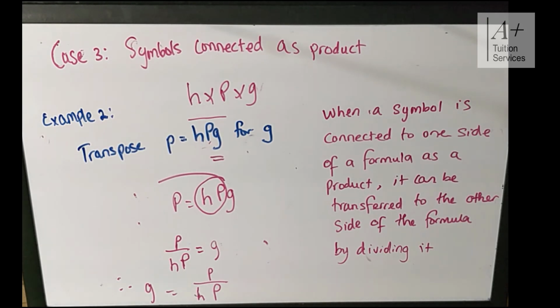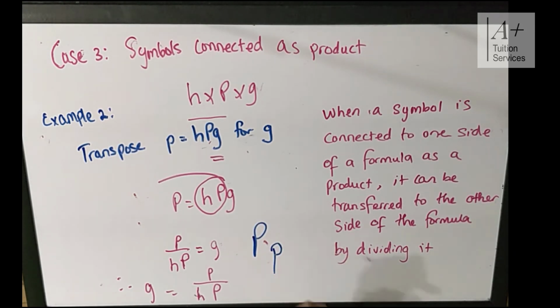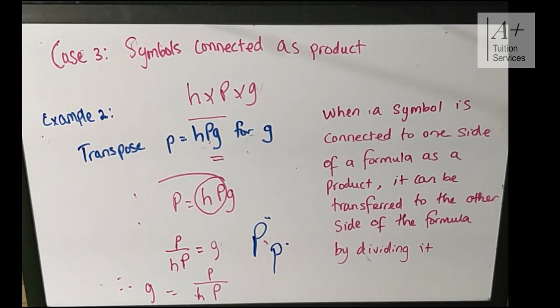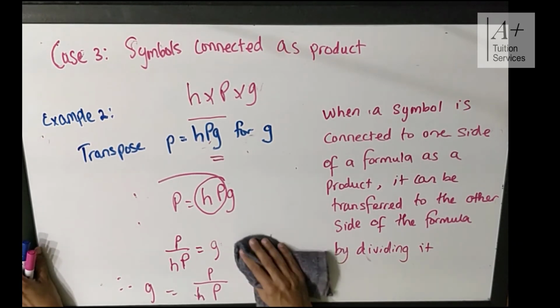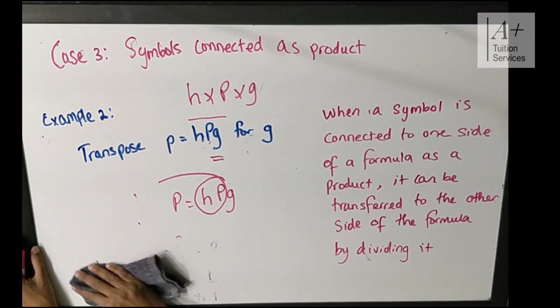So this is the next thing with transposing formulas. They will have capital and common letters. Just because we see capital P and common P, they are not the same thing. They are treated differently, okay? So please always remember that. So now we have touched on case 3, which is connected by a product. We're going to look at case 4.